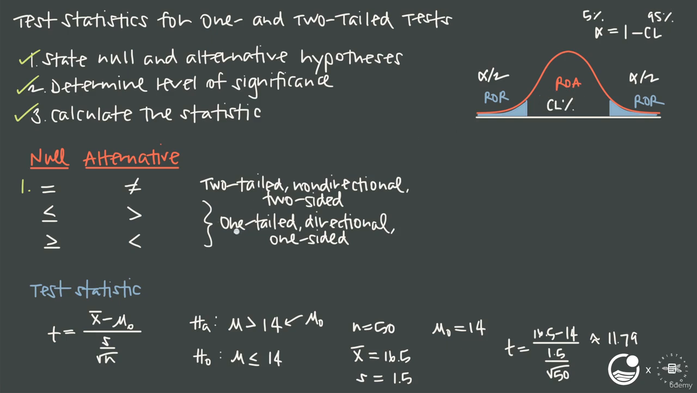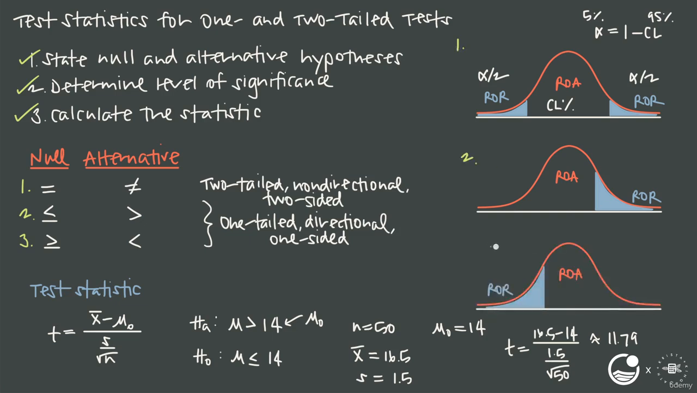Contrast that with a directional test in either direction where we have a one-tailed test. So if we have this situation here, this is situation number 2. So this is 2 and 3. This is 1 and 2. And then while we're at it here, we'll say that this is scenario 3.